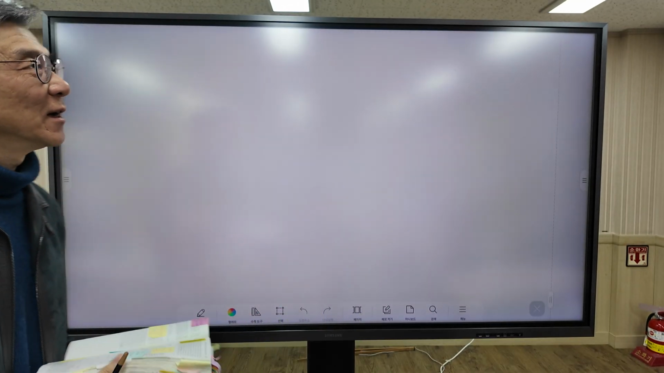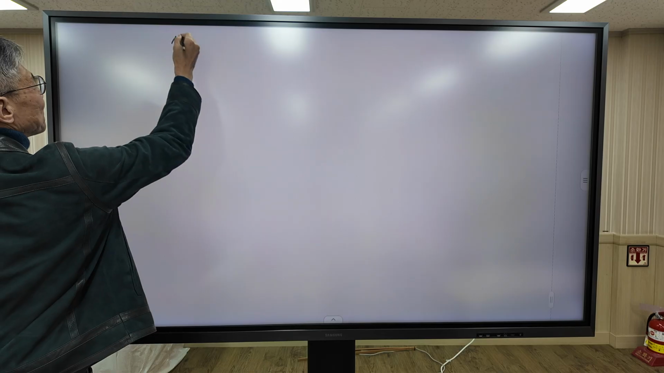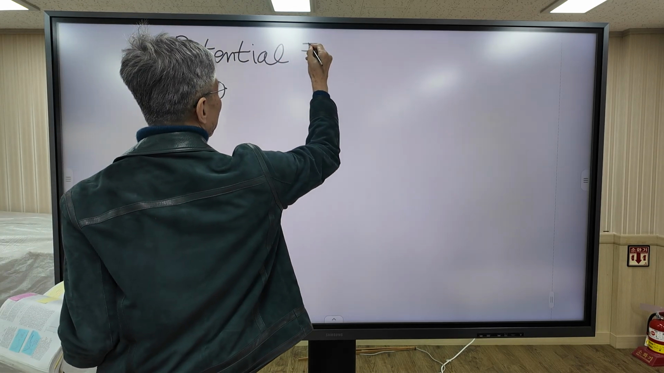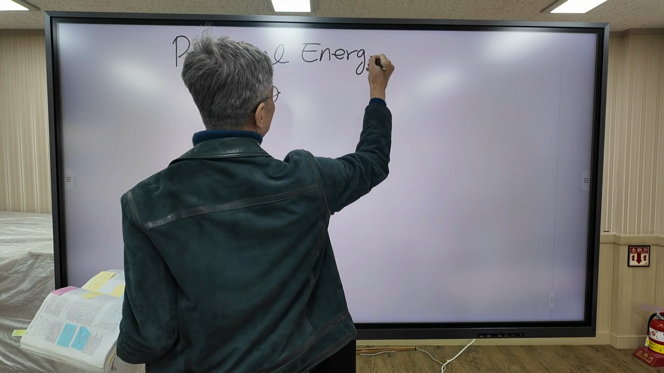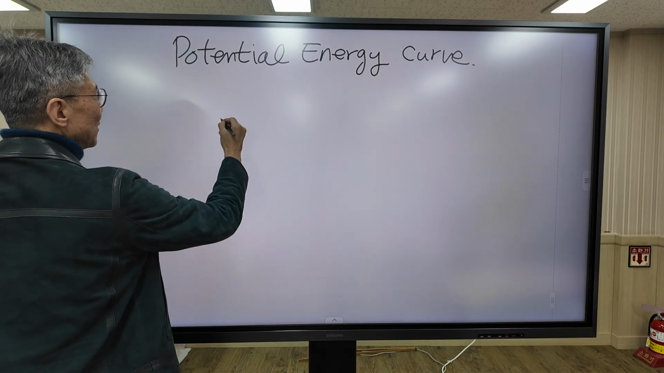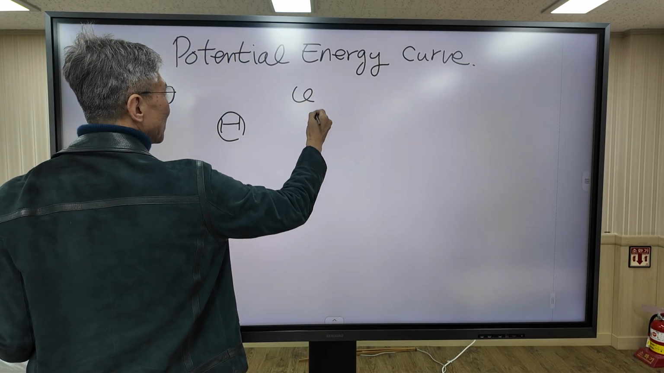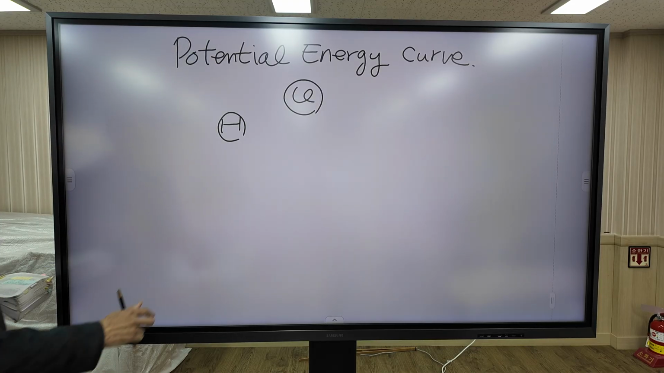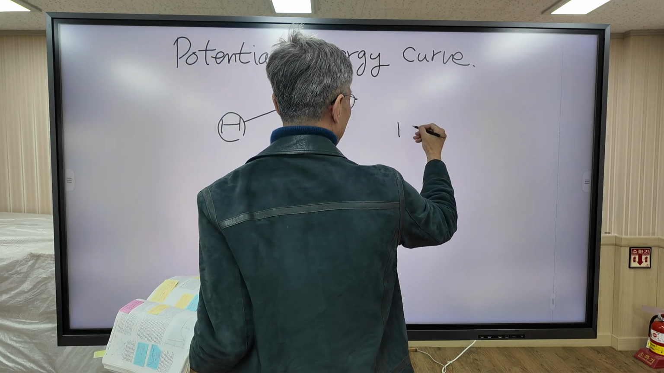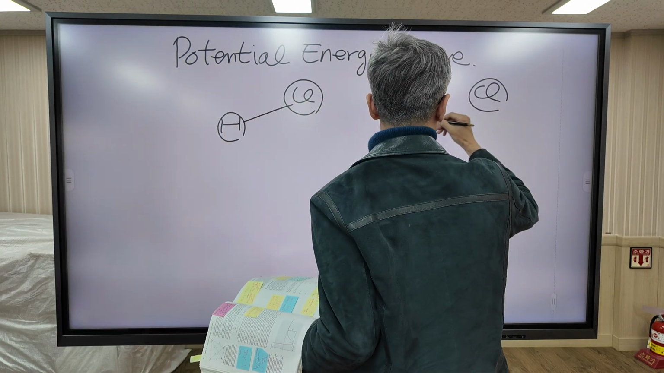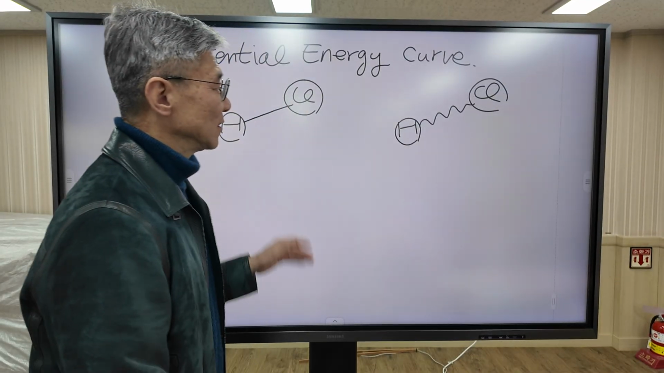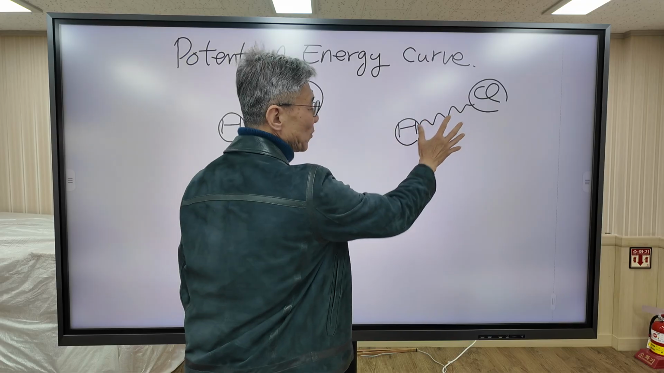Today we are going to study the potential energy curve of the molecule. Let's say here is an HCl molecule. The first question is: is this chemical bond like a rigid rod, or is this chemical bond just like a spring? This is a question. The answer is this one. The molecule is like a spring.